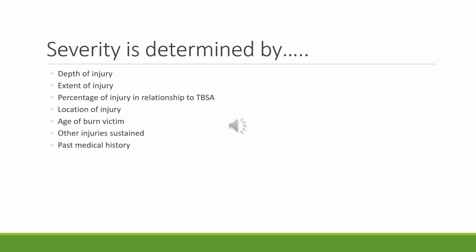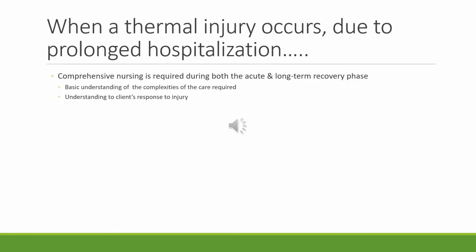Severity is determined by the depth of the burn, the extent of the injury. Also looking at the total body surface area, or the percentage of injury in relation to the overall body surface area. Location of the injury, of course, age of the burn victim, because we know that the very young and the very old are more feeble and brittle and don't tolerate things like this as well. And then whether or not there are any other injuries sustained during the burn, and then we need to always consider our past medical history.